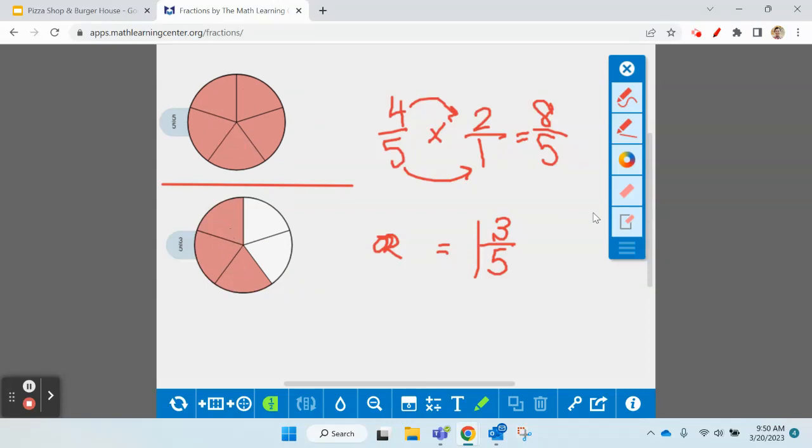If you have a hard time converting between these two numbers here, then be sure to check out that video on YouTube on converting improper fractions and mixed numbers.